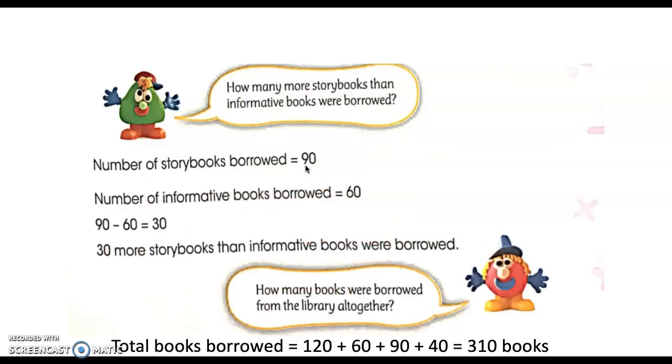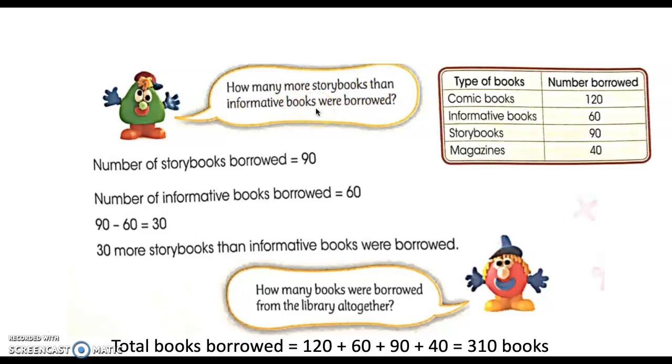How many more storybooks than informative books were borrowed? So this is storybook and informative books. For this you need the previous table. Okay, here is the table. Now see storybooks, how many? 90. Informative books, how many? 60. Even from the question we understand that they have borrowed more storybooks.